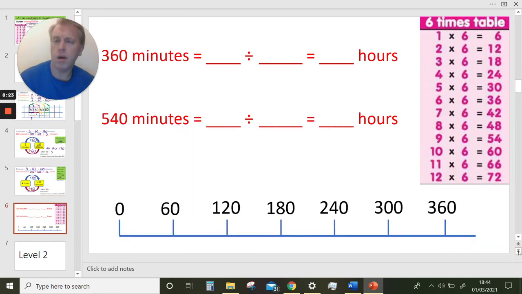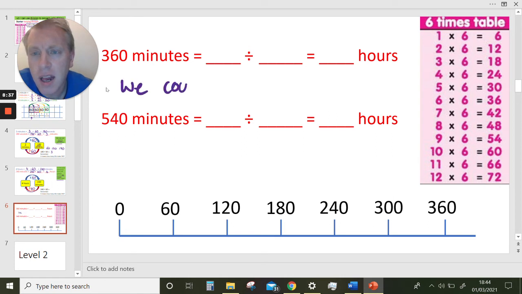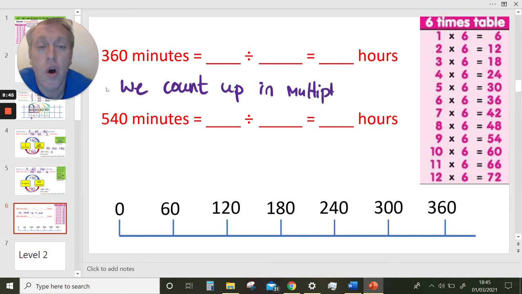Ooh, here we have, what should we do here? 360 minutes is how many hours? What have we got to do? We count up in multiples of 60. That's right. So we need to count up to 360.